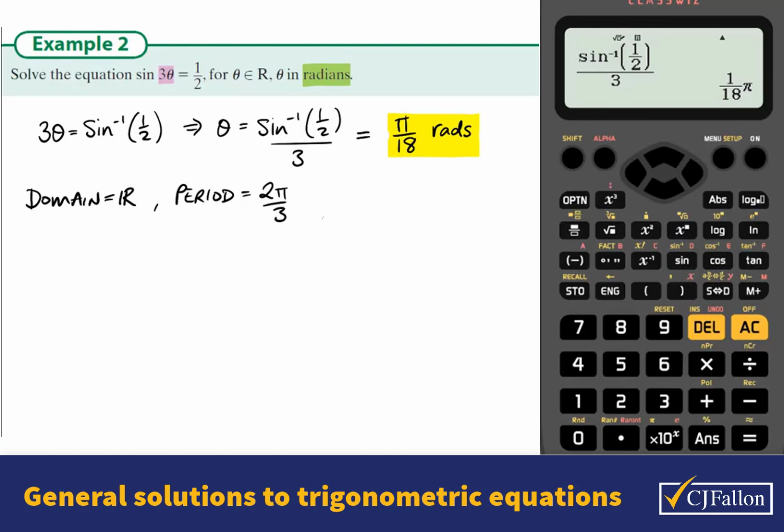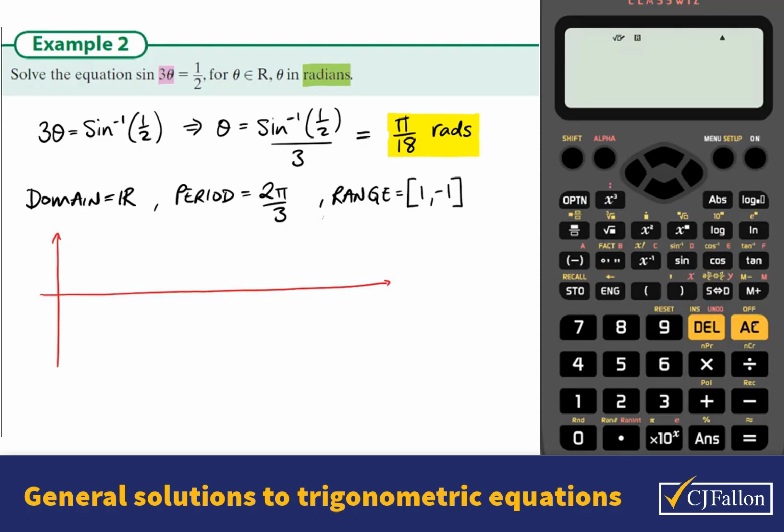The period of this function is 2 pi divided by 3 because the angle is 3 theta. The range is from 1 to -1. So I could quickly maybe draw a sketch of this. 2 pi over 3 is 120 degrees. So over 360 degrees or over 2 pi, we get 3 revolutions. This wave repeats itself 3 times.